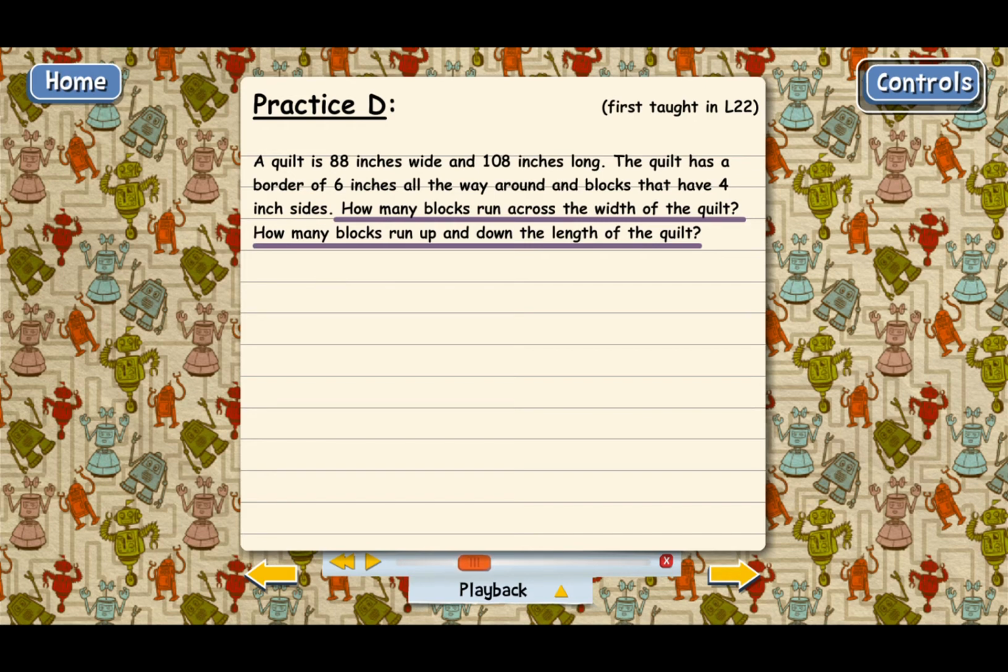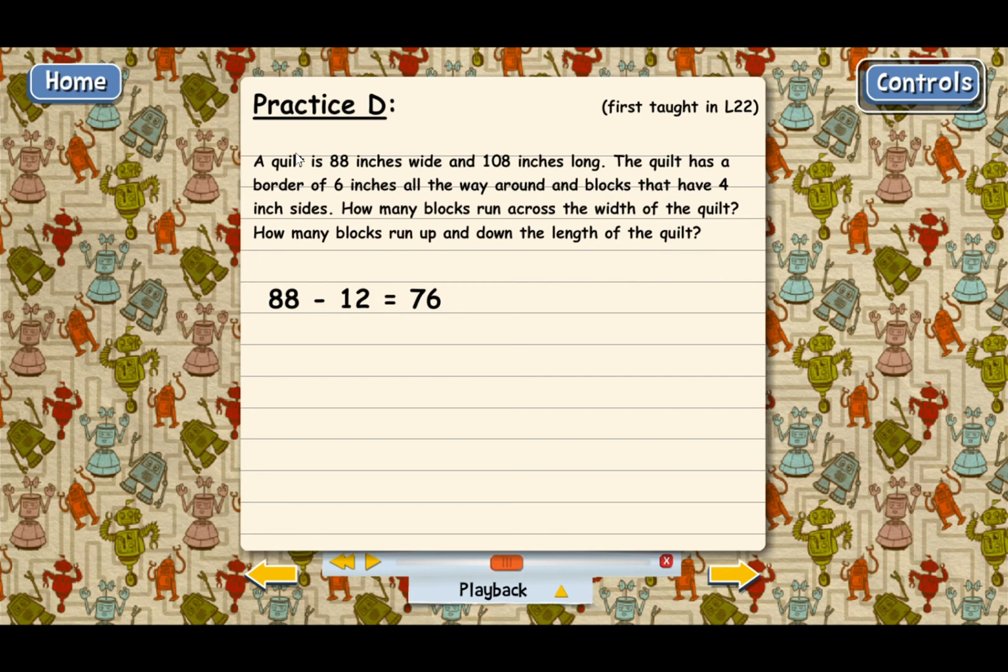And so if the overall width of the quilt is 88 inches, then the width that has blocks running along it is going to be 88 minus 6 on one side and 6 on the other side. That's the same as 88 minus 12 inches. And then 88 minus 12 comes out to 76 inches. So that's how much width has blocks.